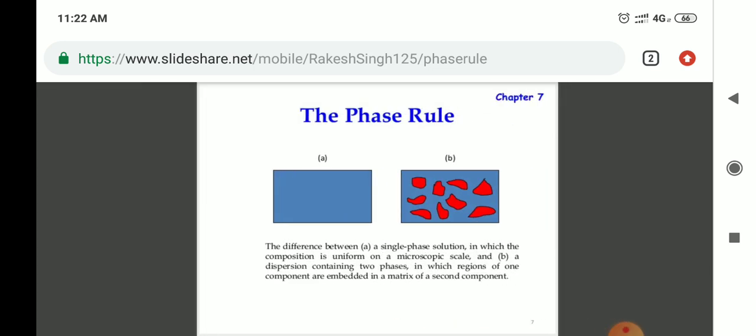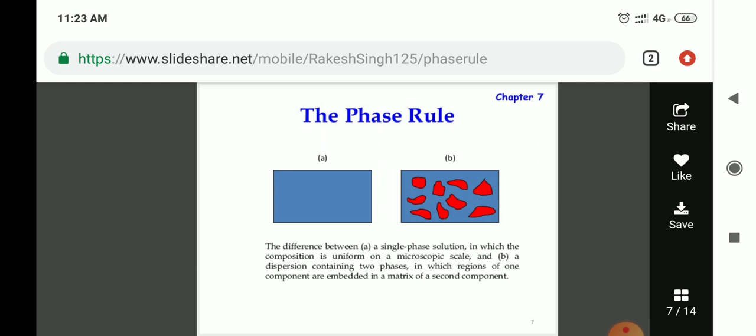Next point is the phase rule. Diagrammatically, in diagrams A and B, the difference is that A is a single phase solution in which the composition is uniform on a microscopic scale, and B is a dispersion containing 2 phases in which regions of one component are embedded in a mixture of the second component. There are 2 phases: the first phase has uniform composition on a microscopic scale, and the second phase is the matrix or second component.